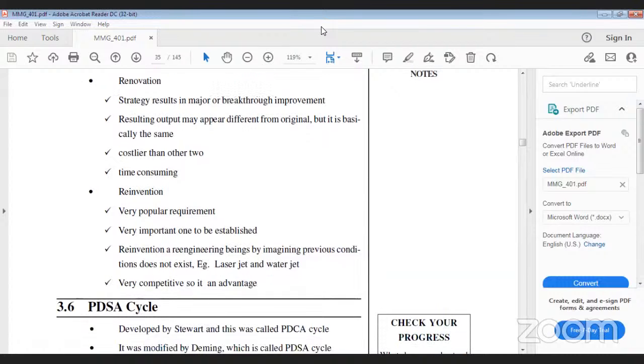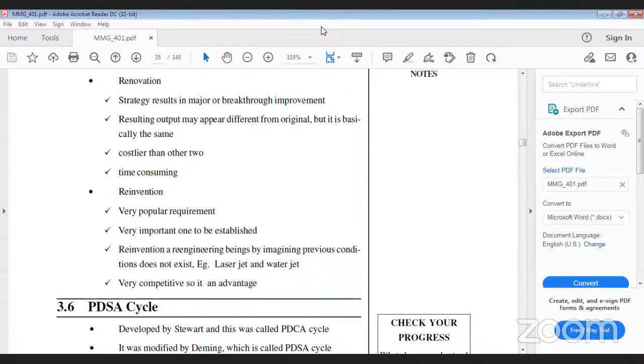Now, given in point 3.6 is the PDSA cycle. What is PDSA? It is the short form of Plan, Do, Study, Act, developed by Shewhart, and it was called the PDCA cycle or PDSA cycle. It was modified by Deming, and instead of PDCA, he called it PDSA.